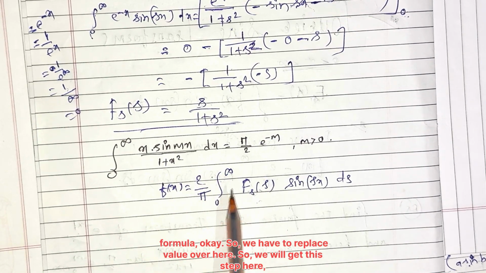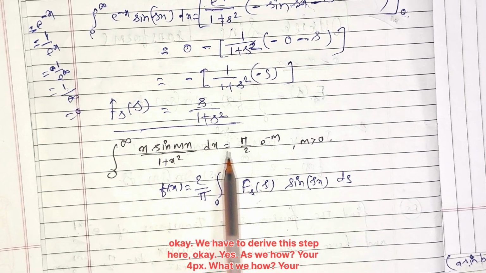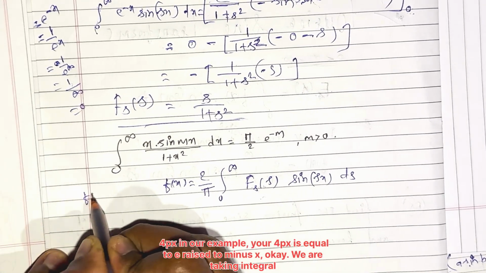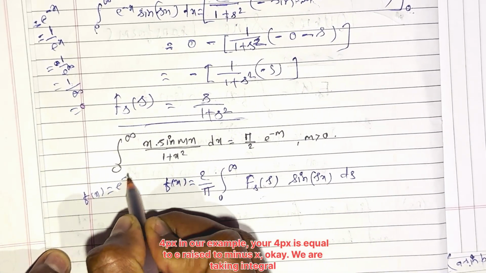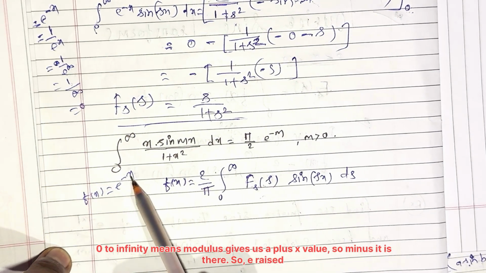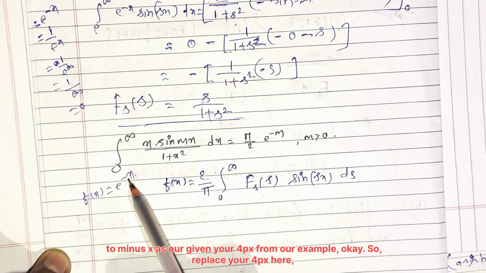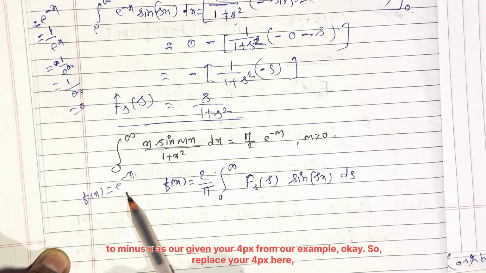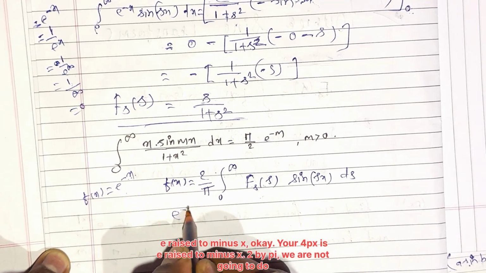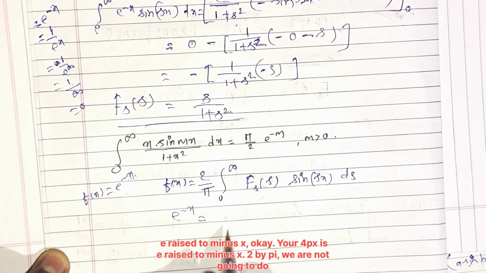So we have to replace values over here, so we will get this step here. We have to derive this step here. Yes, as we have f of x in our example, f of x is equal to e raised to minus x. We are taking interval 0 to infinity, so the modulus gives us a plus x value, so minus is there, so e raised to minus x is our given f of x from our example. So replace f of x here, e raised to minus x.